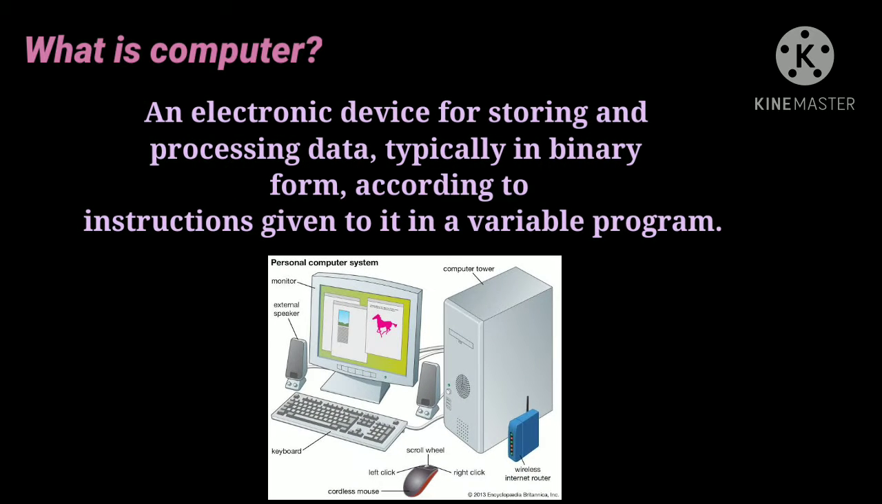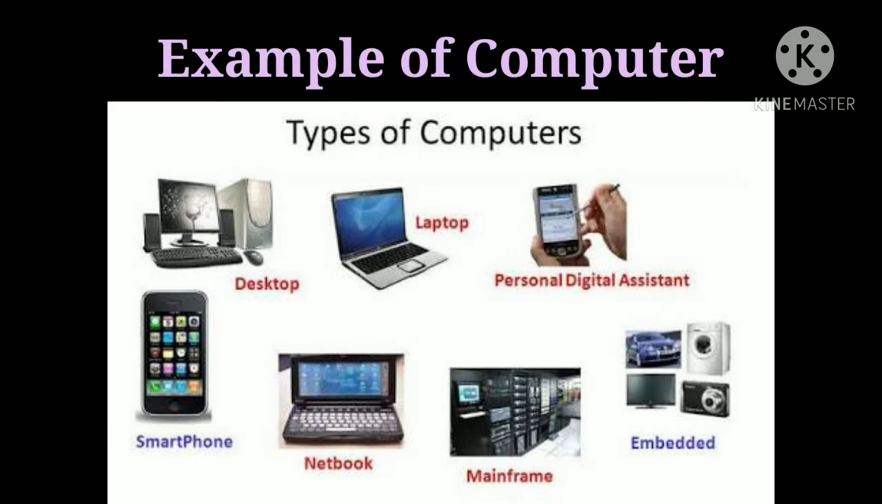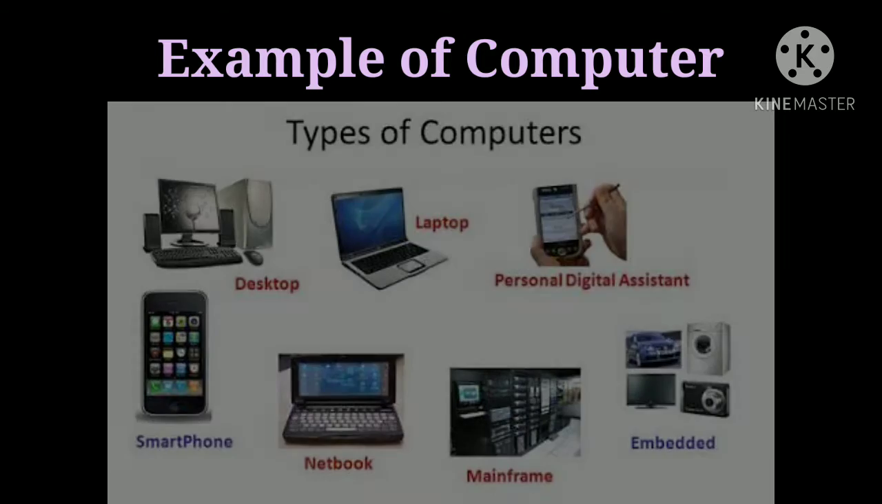So what is computer? Computer is an electronic device for storing and processing data typically in binary form according to instruction given to it in a variable program. Types of computers: laptop, desktop, smartphone, netbook, mainframe, embedded, personal digital assistant. This is all types of computer.